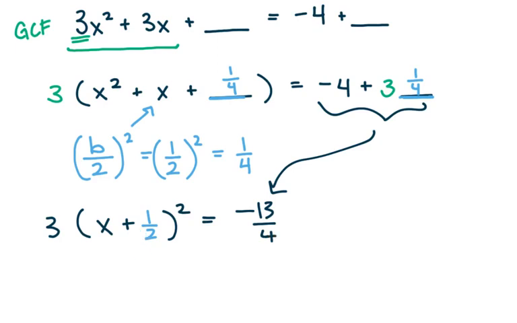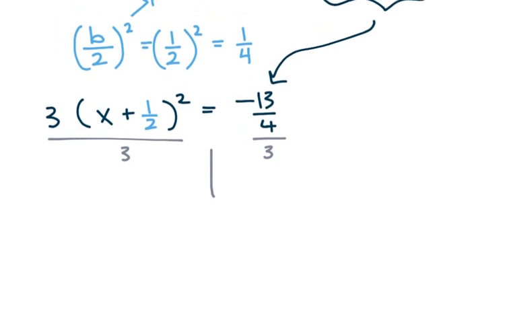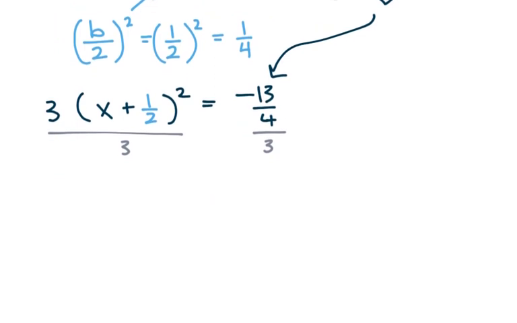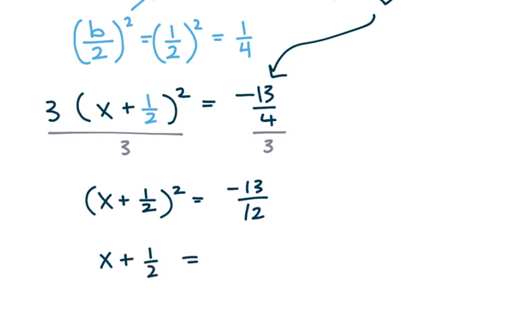And now that I have it in my completing the square format, I'm going to continue solving. So I'm going to divide by 3 on both sides of the equation. Dividing by 3, that gives me x plus 1/2 quantity squared equals negative 13, and this fourths divided by thirds is going to be twelfths. At this point, I would use my square root principle to solve. That would be x plus 1/2 equals plus or minus the square root of negative 13/12.